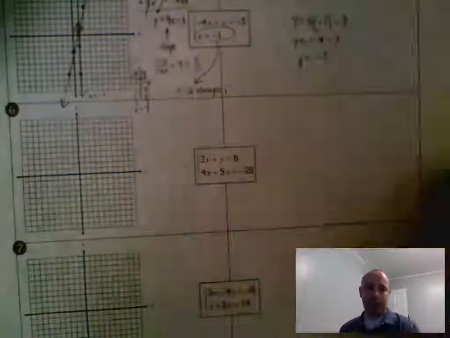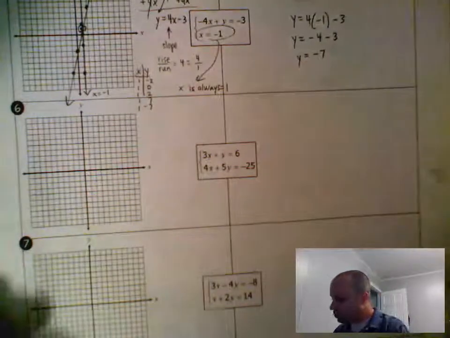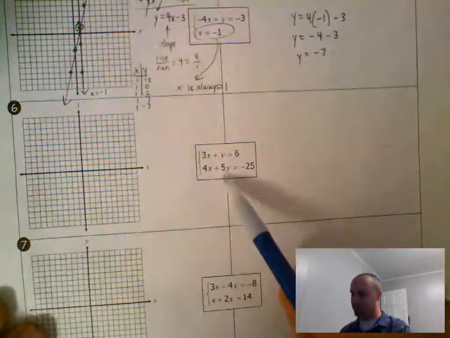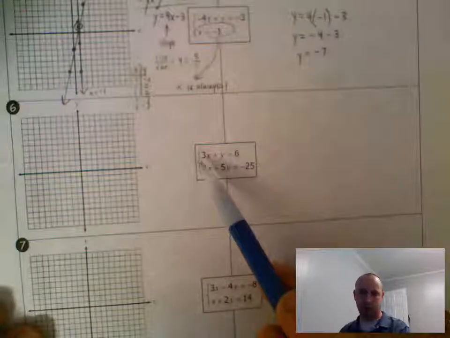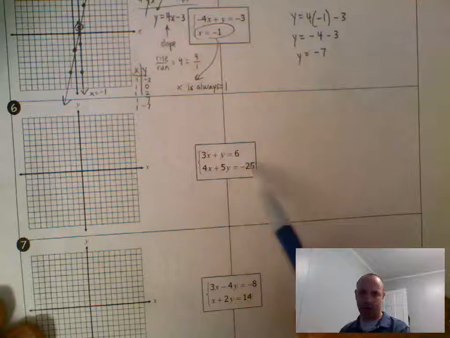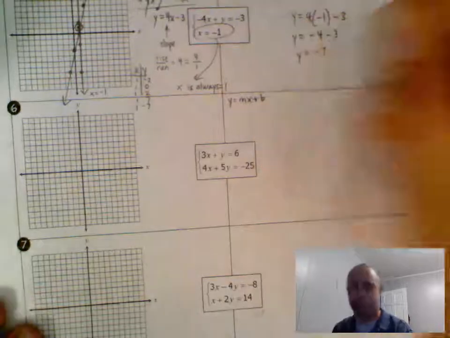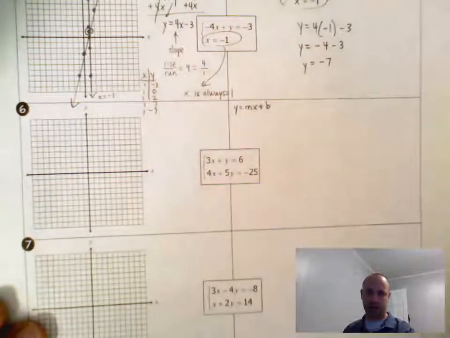All right, so let's go ahead and take a look at number 6 here. Now, number 6, we have to go ahead and change both of these because they're both in what we call standard form. Ax plus by equals c. So we have to change both of them into this slope-intercept form in order to get started, okay? So let's go ahead and start with the first one.